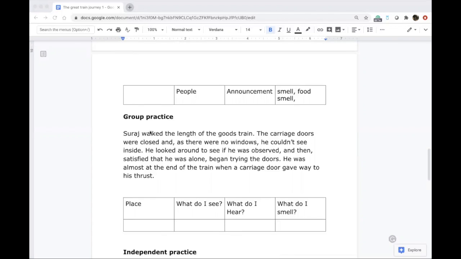So who wants to read the first sentence? You can unmute. I want to read. Okay, Srinivas, read the first sentence.